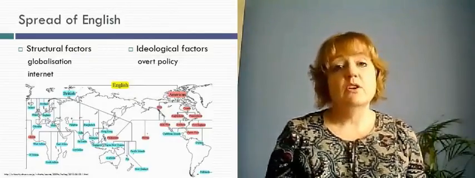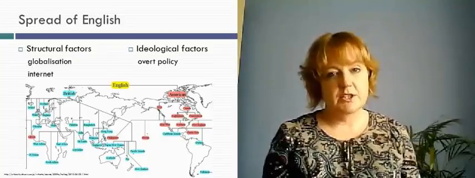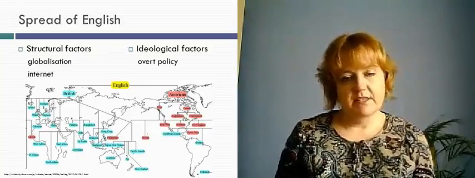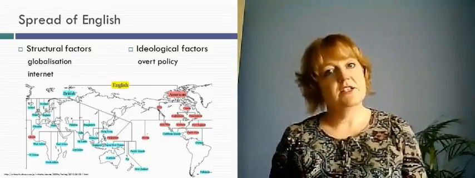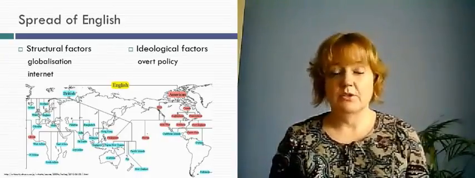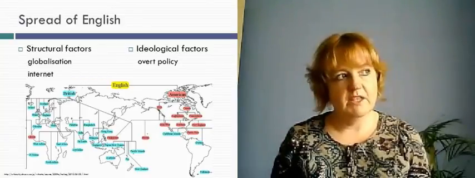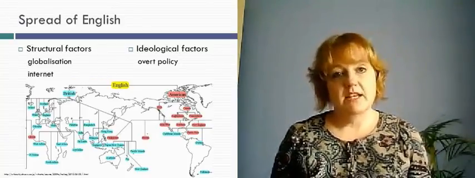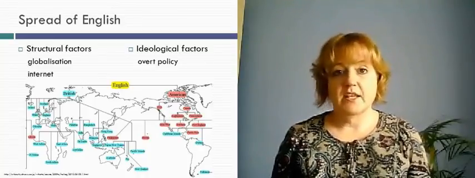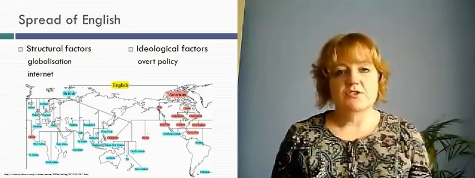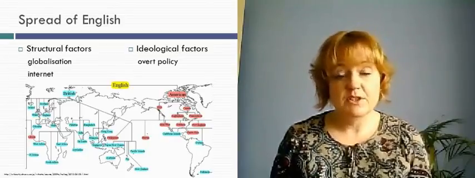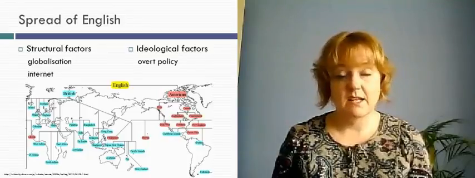There have been lots of reasons suggested for the spread of English globally in the 21st century especially. There are two types of factors that have been identified, structural and ideological. So structural factors don't necessarily have much to do with English. English didn't cause this. Globalization, that's an international business phenomenon which has been closely associated with the rise of the internet, and those are structural factors that have influenced the spread of English, because English tends to be the language of globalization and also the language of the internet.